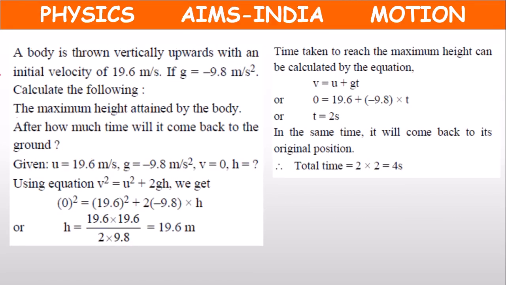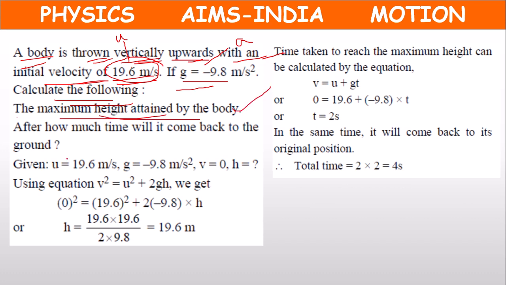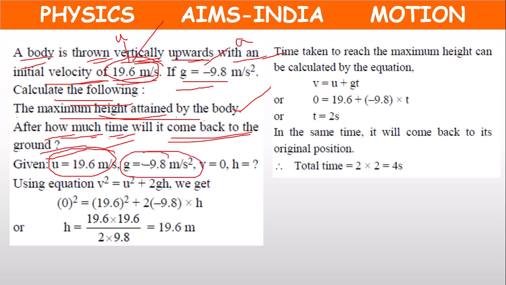Next one. A body is thrown vertically upwards with an initial velocity 19.6 meter per second. This is initial velocity U. If g equal to minus 9.8 meter per second square, which is equal to A, calculate the following. Maximum height attained by the body. After how much time will it come back to the ground? These two we have to find. So U value 19.6 meter per second, g value 9.8 meter per second square.